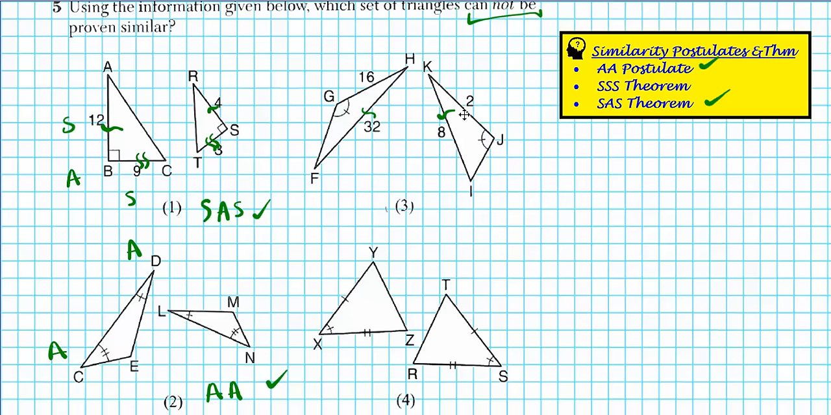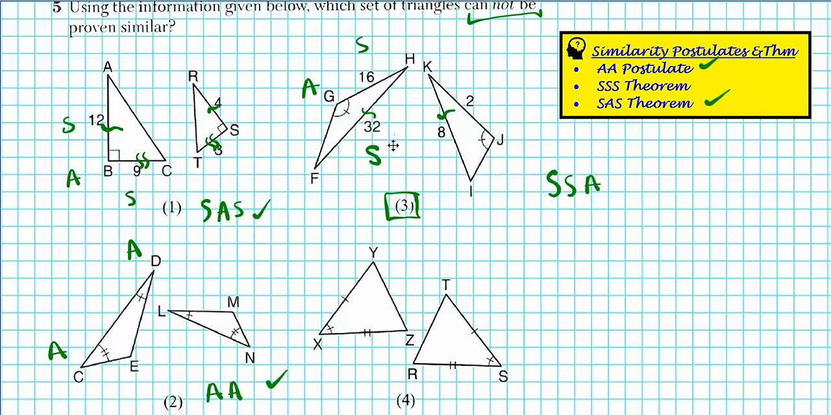Okay, let's ignore that for a second. Let's just assume we have side. Okay, and assume that these sides were proportional, which is not. Okay, S, and then we have A. Is there any such thing as SSA similarity postulate or theorem? Is this valid? Look at this list here. The answer is no. So question 3 is the answer.